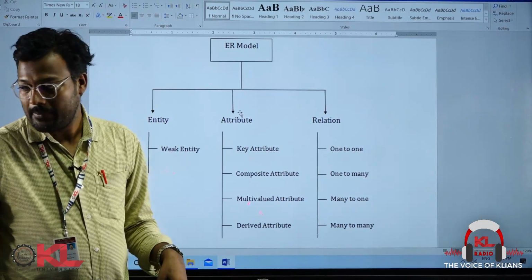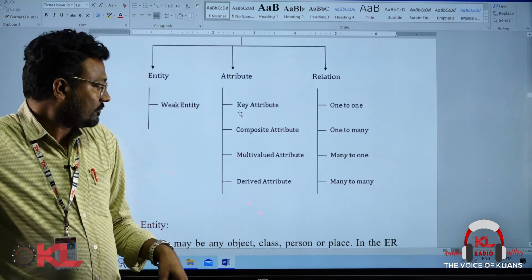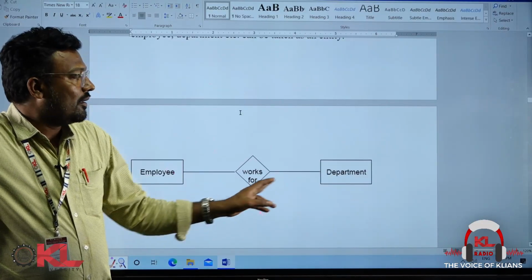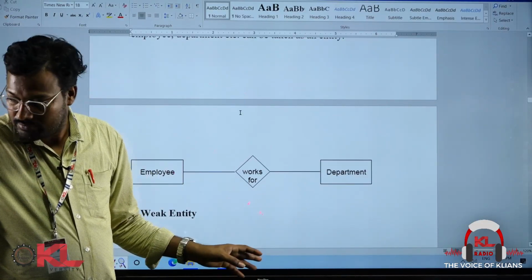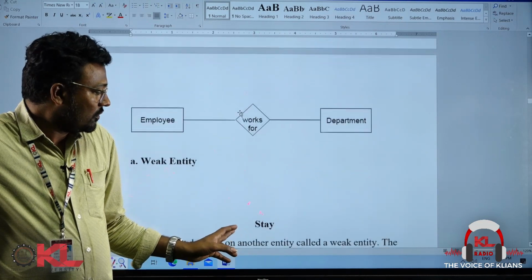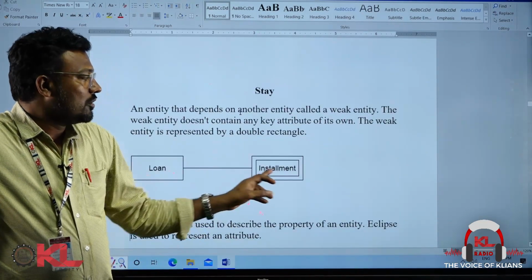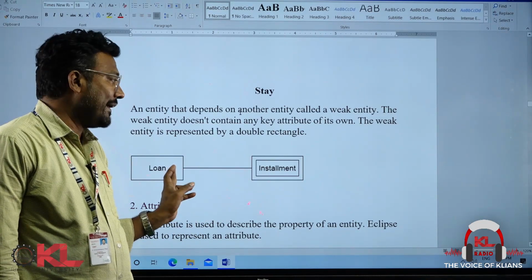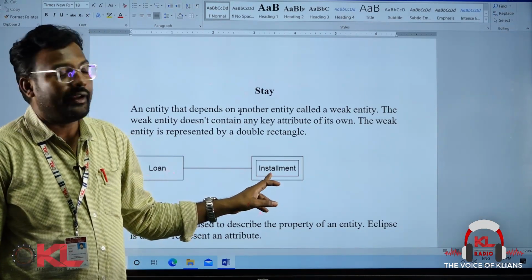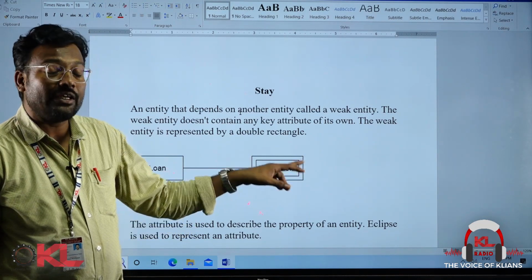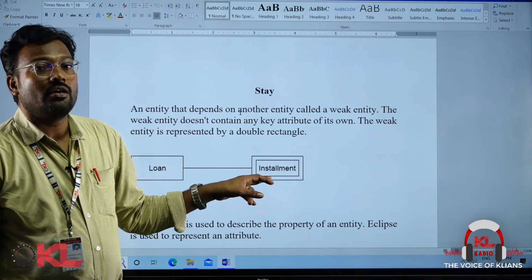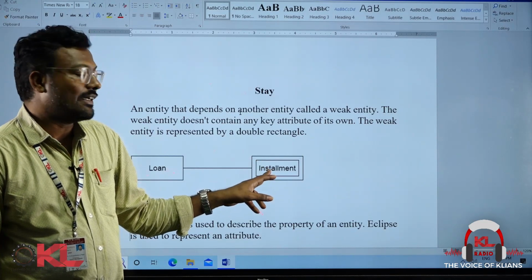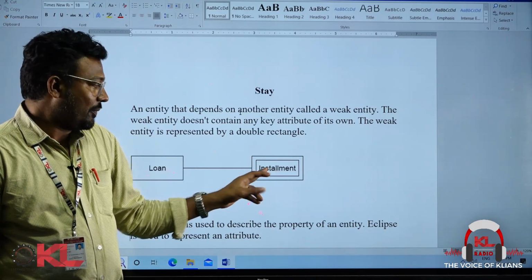Example, if you see, employee, if you take a loan, the installment depends on the loan ID. Loan has ID, but installment does not have ID. So, the weak entity is going to be represented using a double rectangle, and it is dependent on loan.